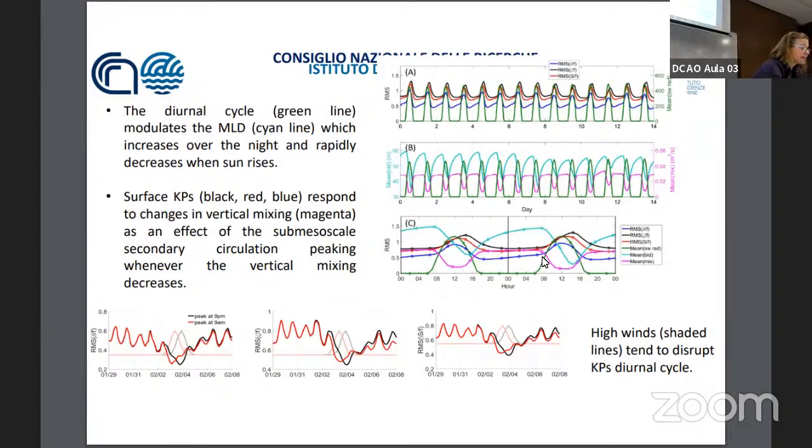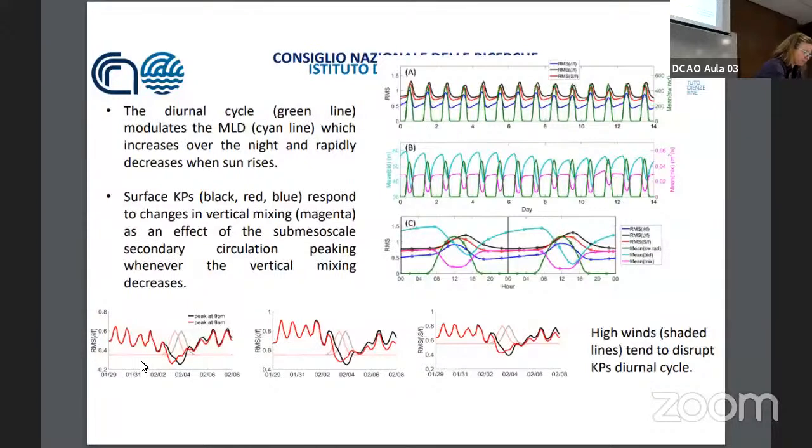And at the bottom panel here, we see the time evolution of the kinematic properties in black, red, and blue, that respond to the changes in the vertical mixing, that is the magenta line here, as an effect of this secondary submesoscale circulation. We've also investigated the effect of wind on the diurnal cycle by applying some wind peak and wind event at different time of the day. And the panels at the bottom show this effect.